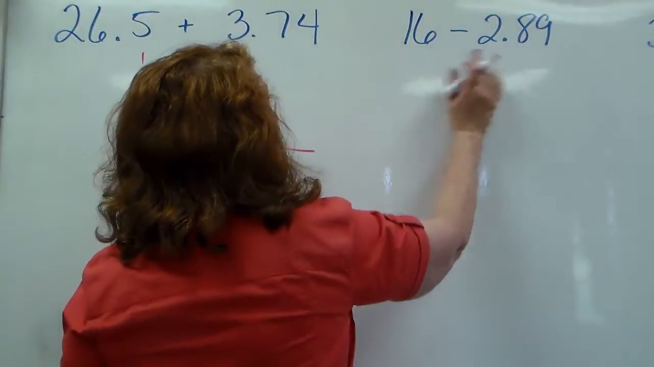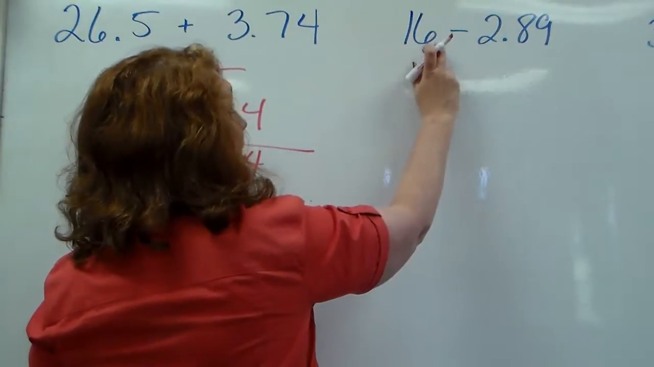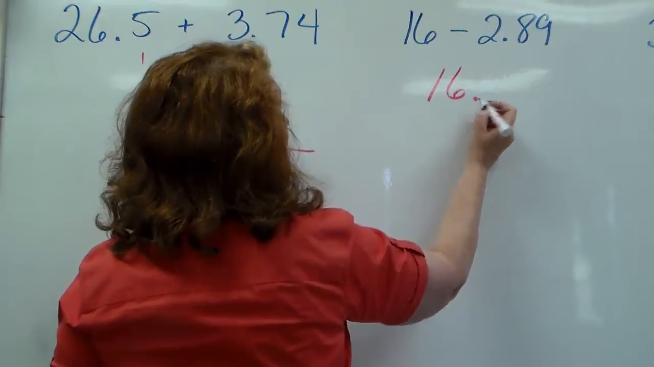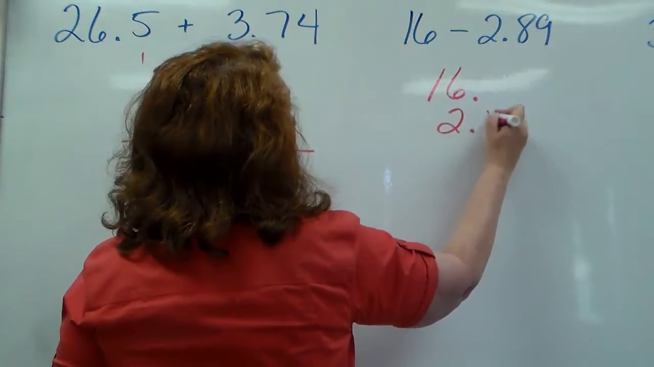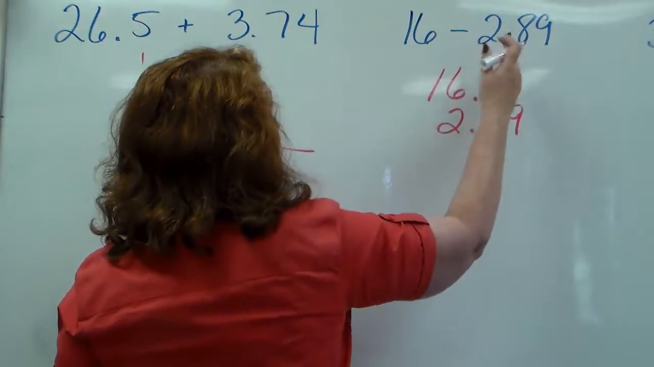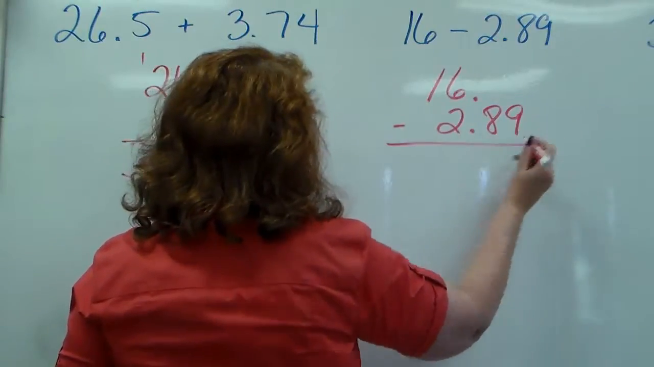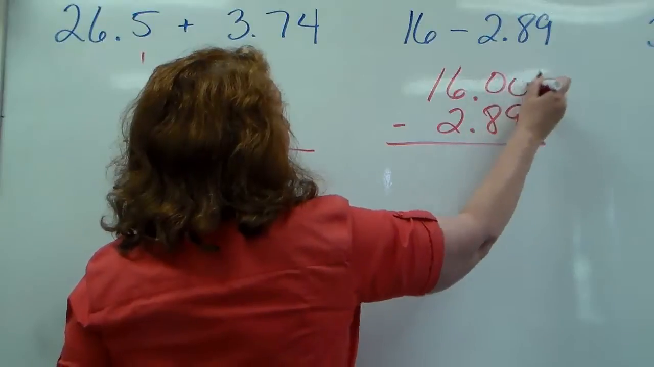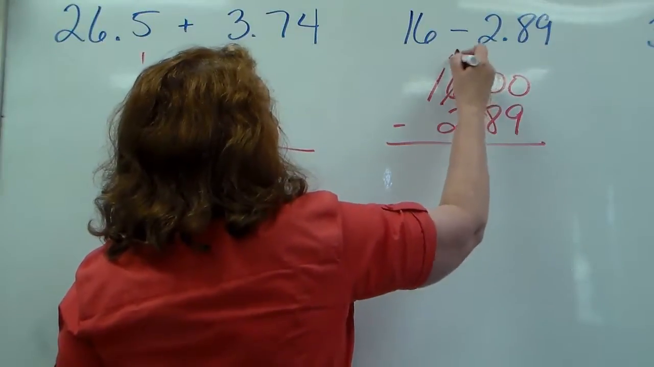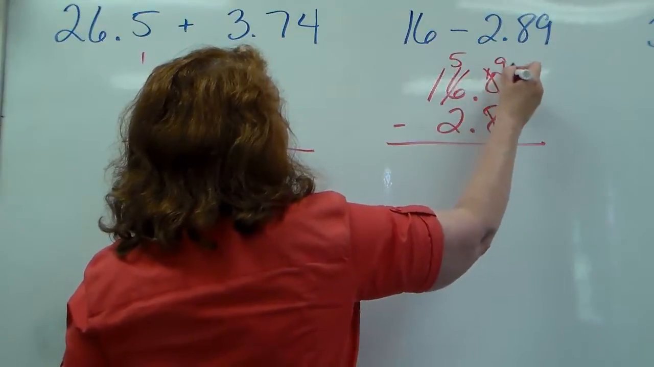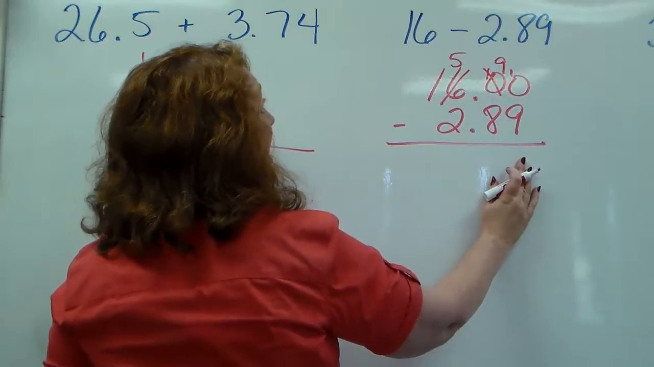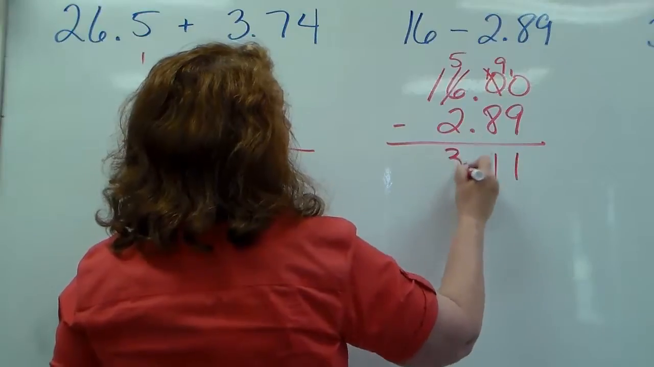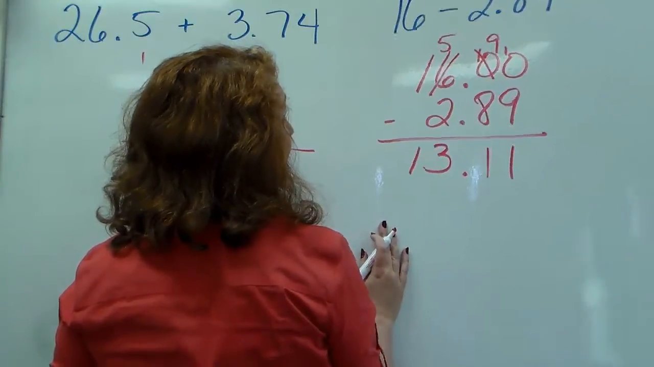16 minus 2.89, well, 16 doesn't have a decimal. It's got an imaginary one right at the end here. So we have to make sure that we keep that decimal there when we line this up. And anytime we do subtraction, we do biggest minus smallest. We can't subtract nothing minus 89. We need to fill these zeros in and borrow from the whole so that we can subtract 10 minus 9, 9 minus 8, and so on.